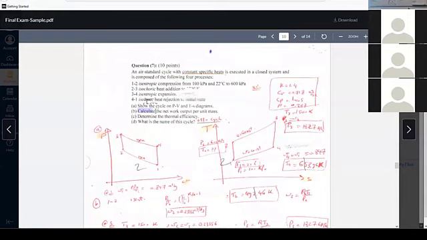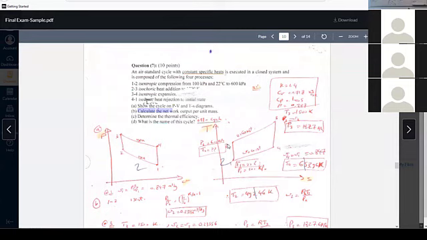So calculate the net work. Net work is easy. Q high minus Q low. So you have here Q high and Q low, CV delta T, CV delta T. The difference between them is W net. Or here, work expansion minus work compression. So W here, CV delta T, minus W here, CV delta T.